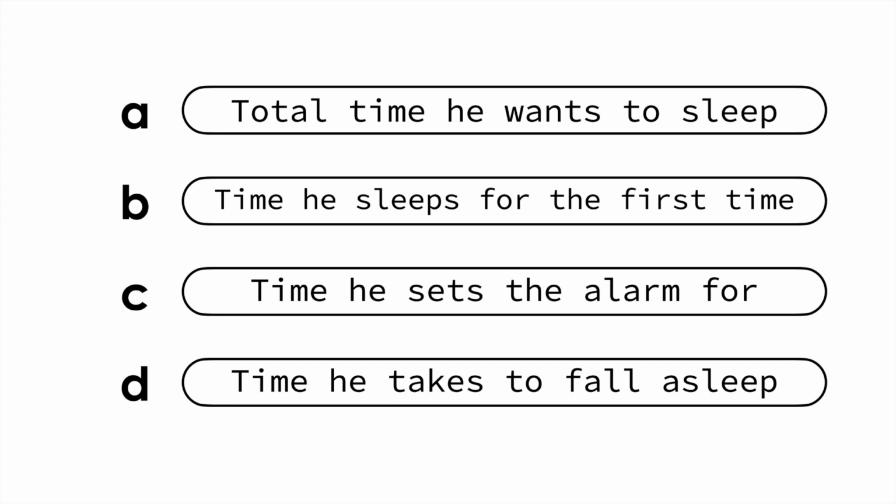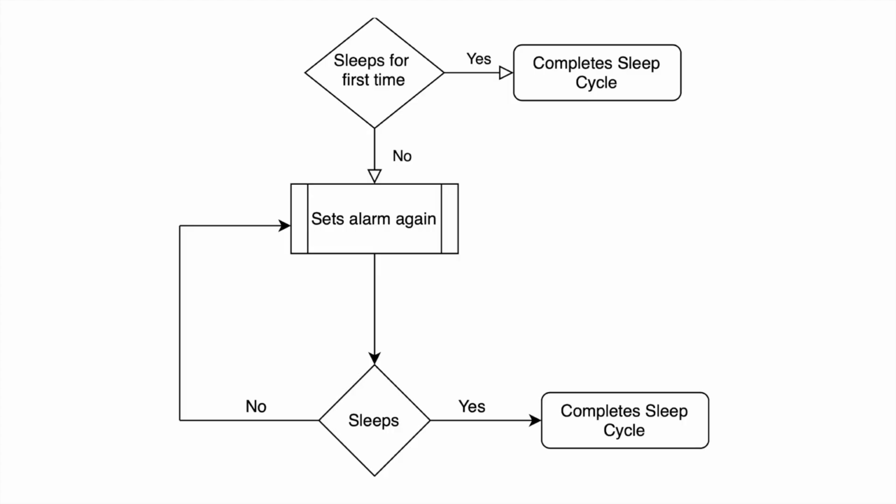So what is the exact problem like? I'll be explaining it using flowcharts. That would be a very useful method in understanding the whole problem scenario. Polycarp sleeps for the first time. He sets an alarm for some B minutes, and he sleeps for that whole particular B minutes. A is the time Polycarp wants to sleep to take rest. In the first shot, if Polycarp sleeps, then he completes the sleep cycle. If Polycarp does not sleep, he sets his alarm again.